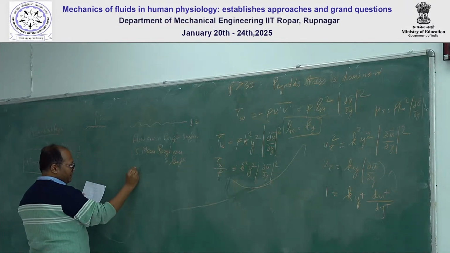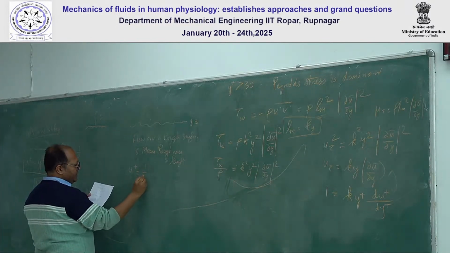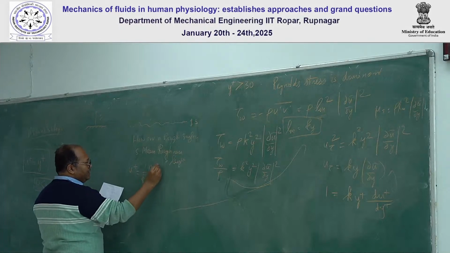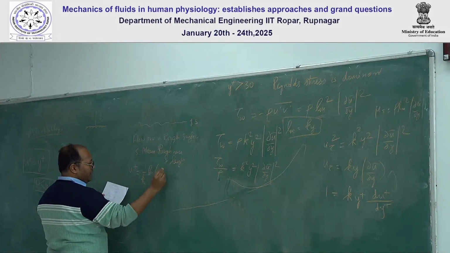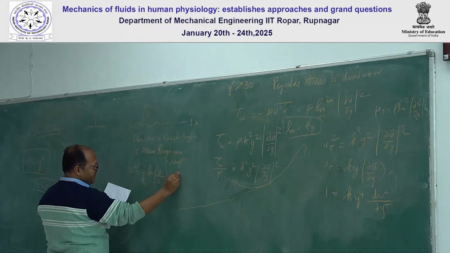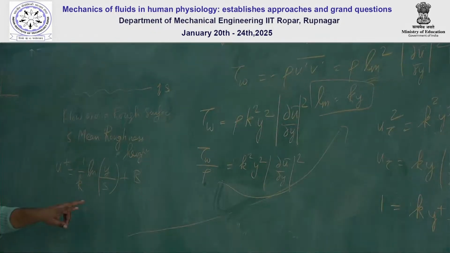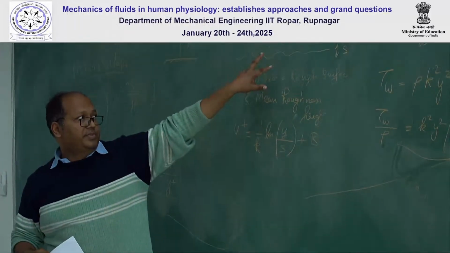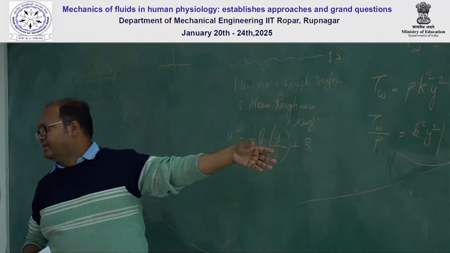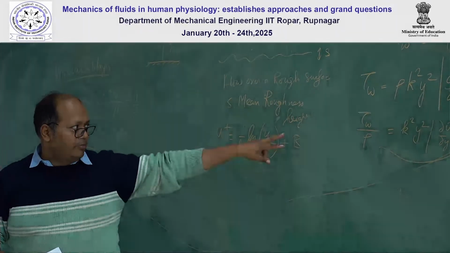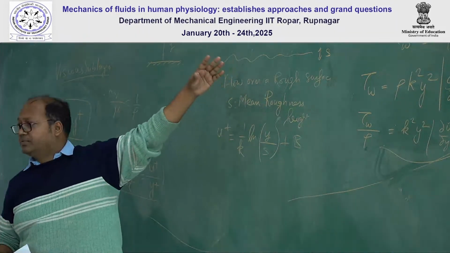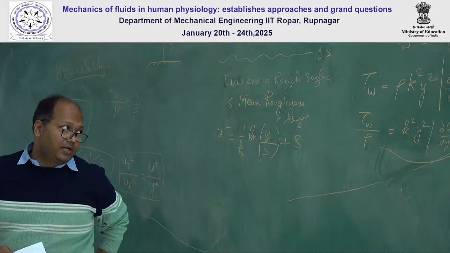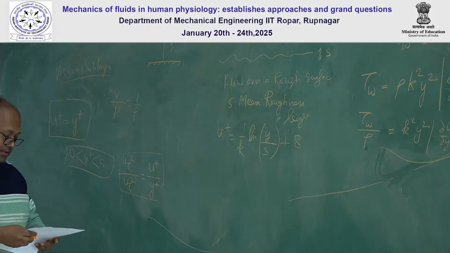then in the log law region you can write 1 by kappa ln y by s plus B. Again, you can see that instead of y plus, it is normalized with this mean roughness height. B is again a constant. Obviously, this B will change from scenario to scenario depending upon the mean roughness height.